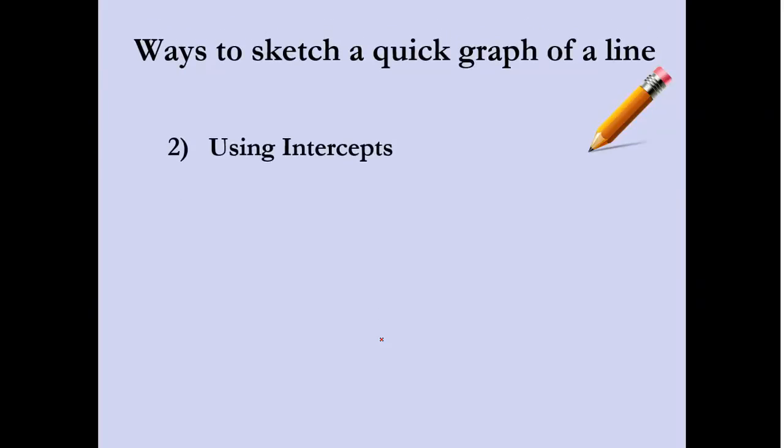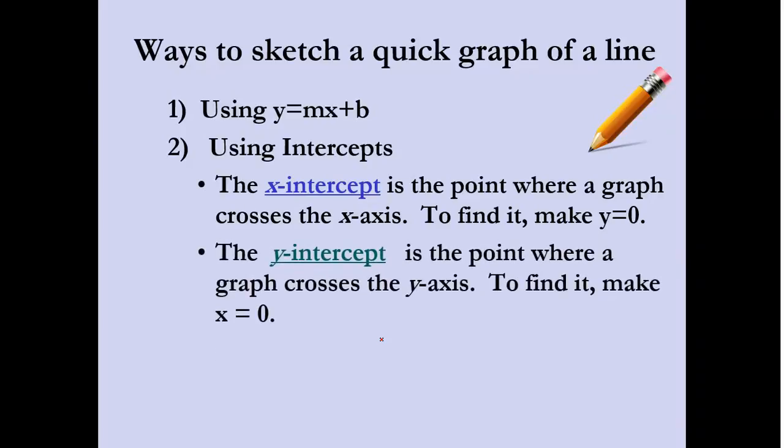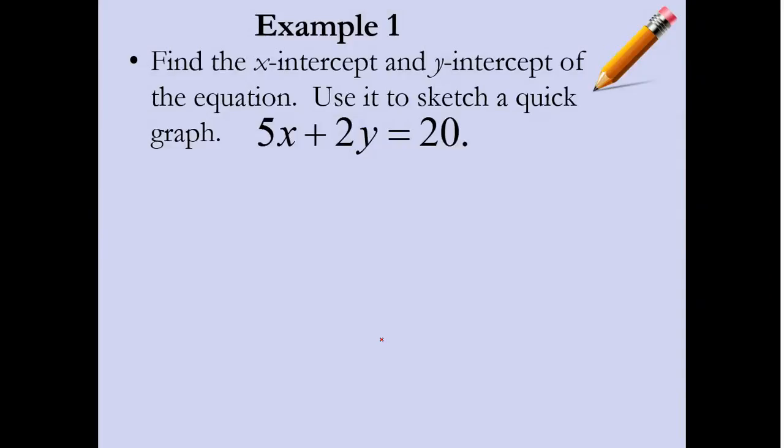Well, you can graph using intercepts and using y equals mx plus b form. Intercepts: the x-intercept is where a graph crosses the x-axis. To find it, you make y equal to 0. If you need to find the y-intercept, it's where you cross the y-axis, so you're going to find where x equals 0. It's actually relatively simple. Let's take a look at an actual example. We're going to find x and y-intercepts, and we're going to use them to sketch a quick graph.